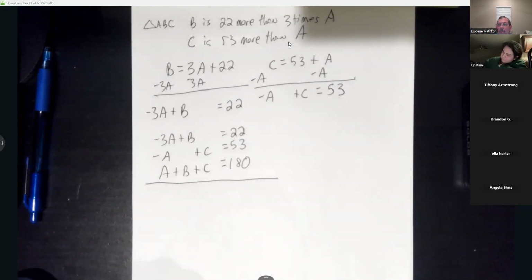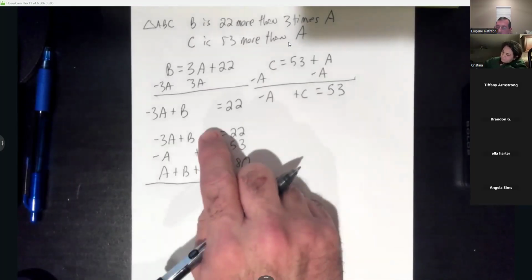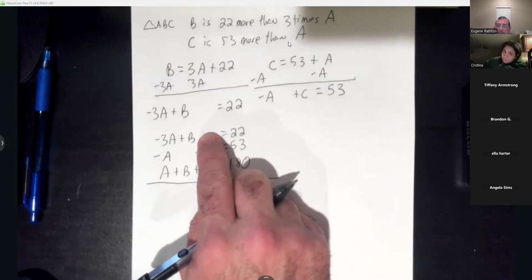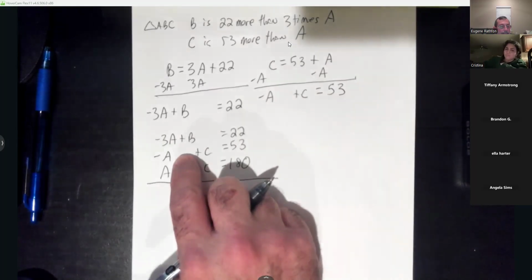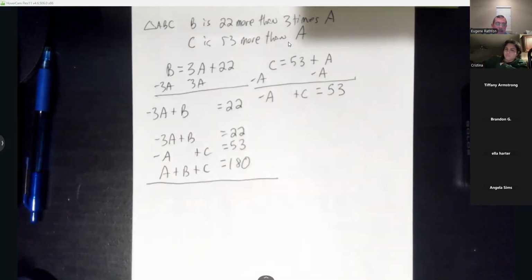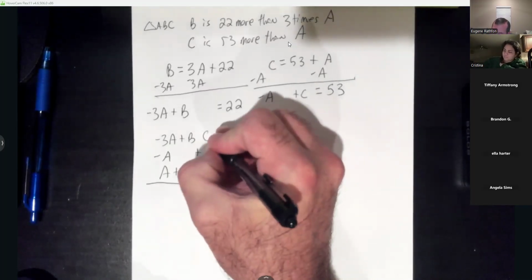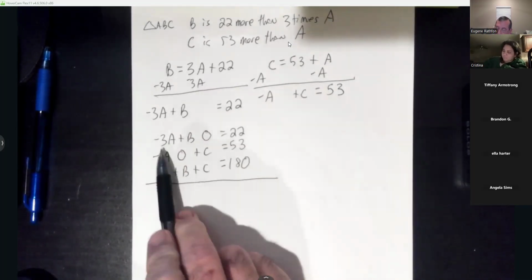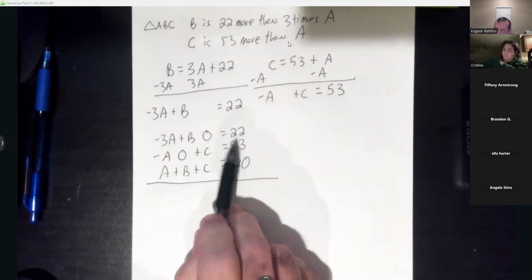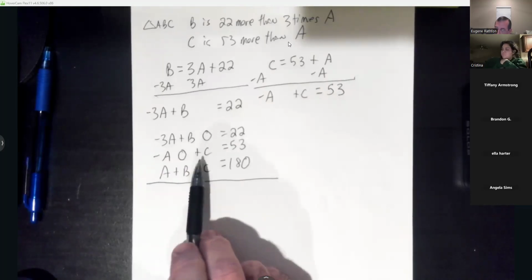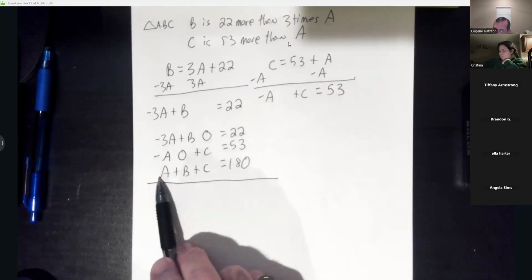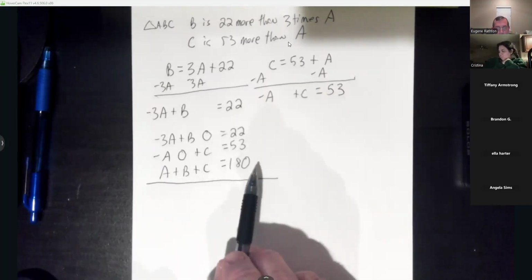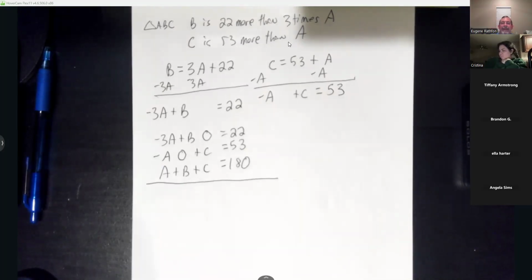Now, here's my question. What would I put in place of this C and this B when I put these into my calculator? Good job, Christina. Those are going to be zeros. So I'm going to do negative 3, 1, 0, 22, negative 1, 0, 1, 53, 1, 1, 1, 180. Let's throw that into the calculator and see how much these angles equal.